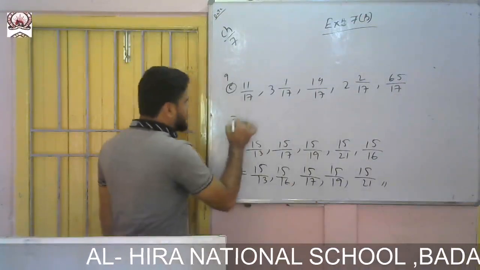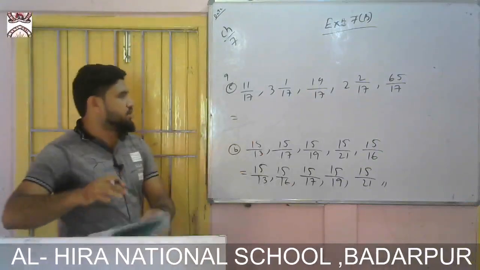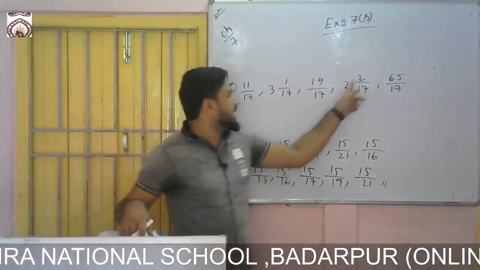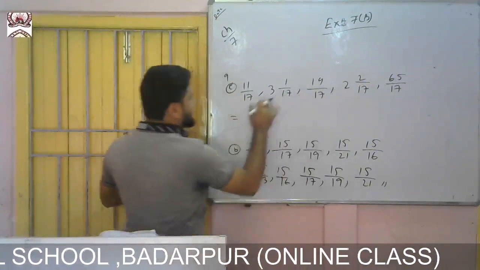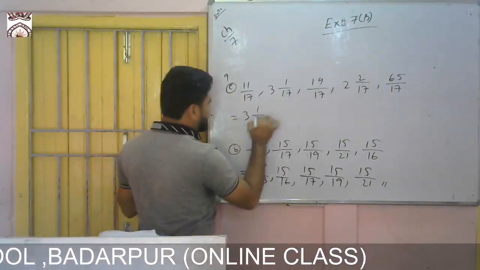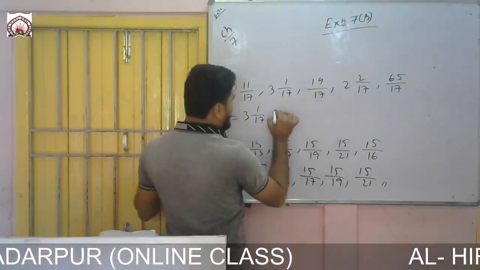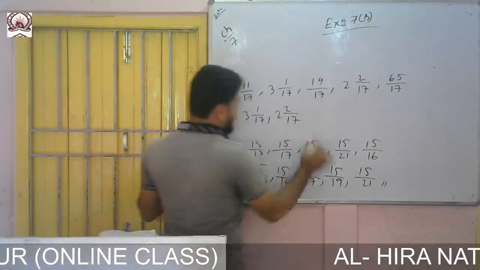So from this I need to see first the mixed fraction 3 1 by 17 and 2 by 17. Obviously among these 3 and 2, 3 is bigger, so I shall write this one, 3 1 by 17, first, then this will come, 2 by 17.